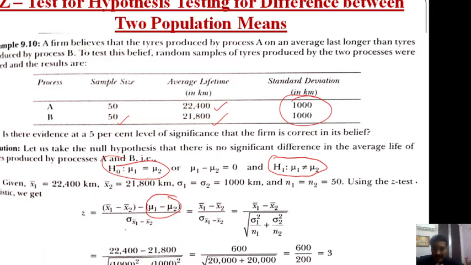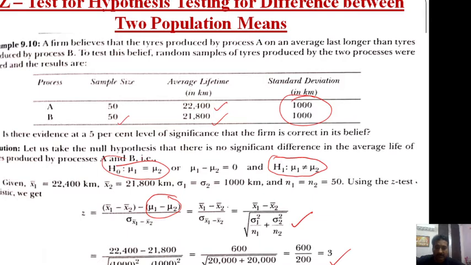And in the denominator, sigma of x1 bar minus x2 bar, whose value is calculated as the square root of sigma1 squared upon n1 plus sigma2 squared upon n2. We simply put in the values, and we calculated the value of Z as 3. Now we compare this value with the standard normal curve at Z alpha, because this is a two-tail test: mu1 is not equal to mu2. Mu1 can be less than mu2 or greater than mu2. That's why here we take the value of the standard normal curve at Z alpha by 2.